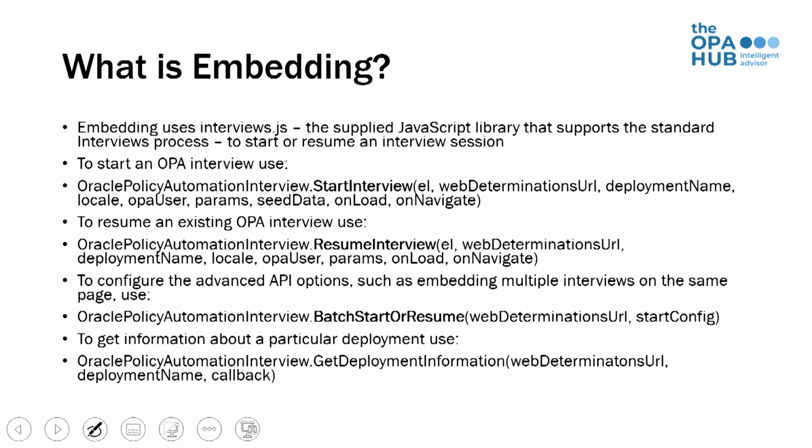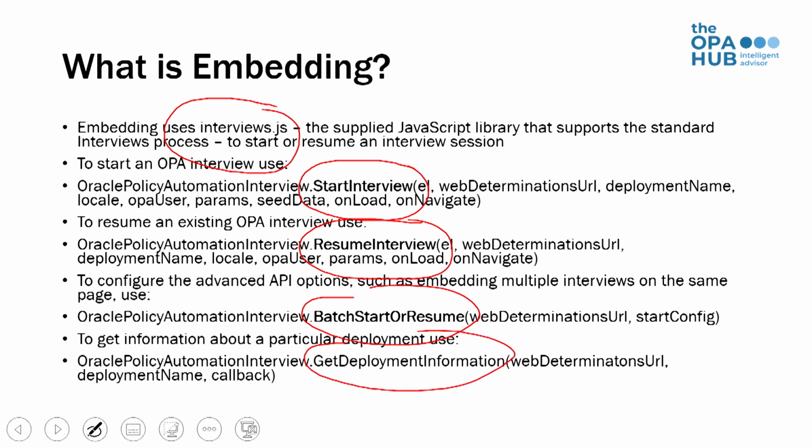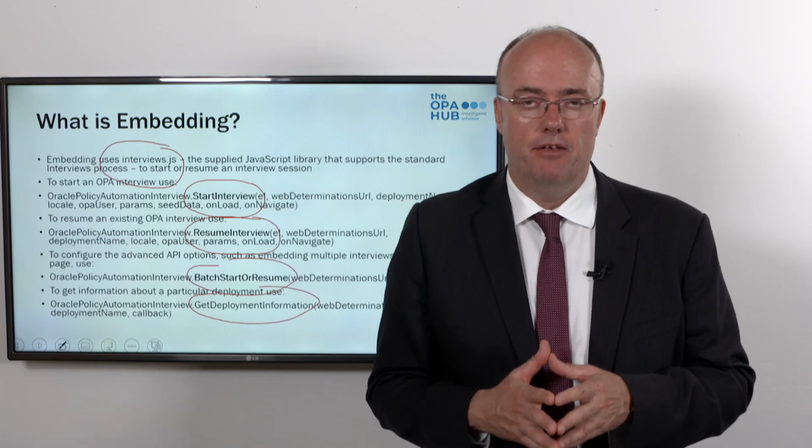So this looks like a bit of a meaty detail slide, but it's really very, very simple. In order to do this properly, we are going to use JavaScript. We're going to leverage, as it happens, JavaScript that's already provided with Intelligent Advisor. There's a library of JavaScript called interviews.js that is in fact used every time you run an interview. You are going to write JavaScript code which will call start interview or resume interview or batch start or resume or get deployment information. You're going to choose one of these to get something done.